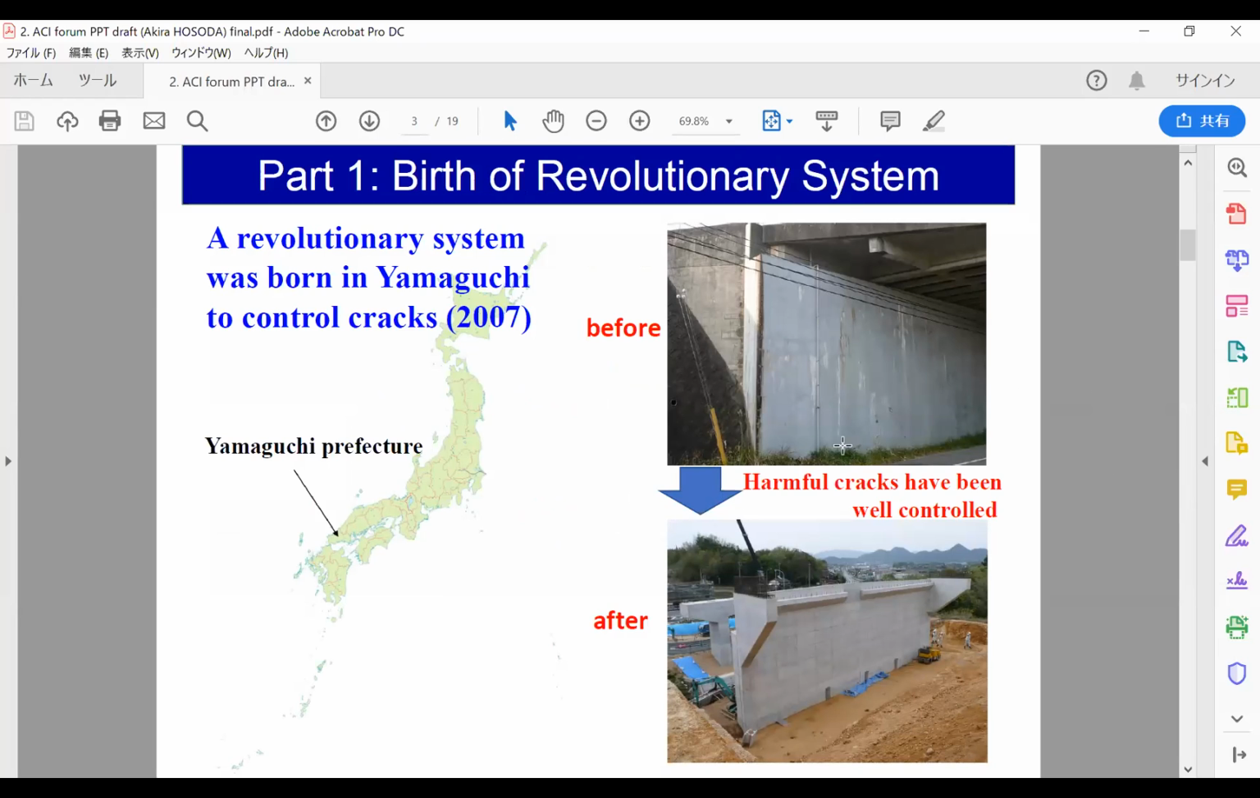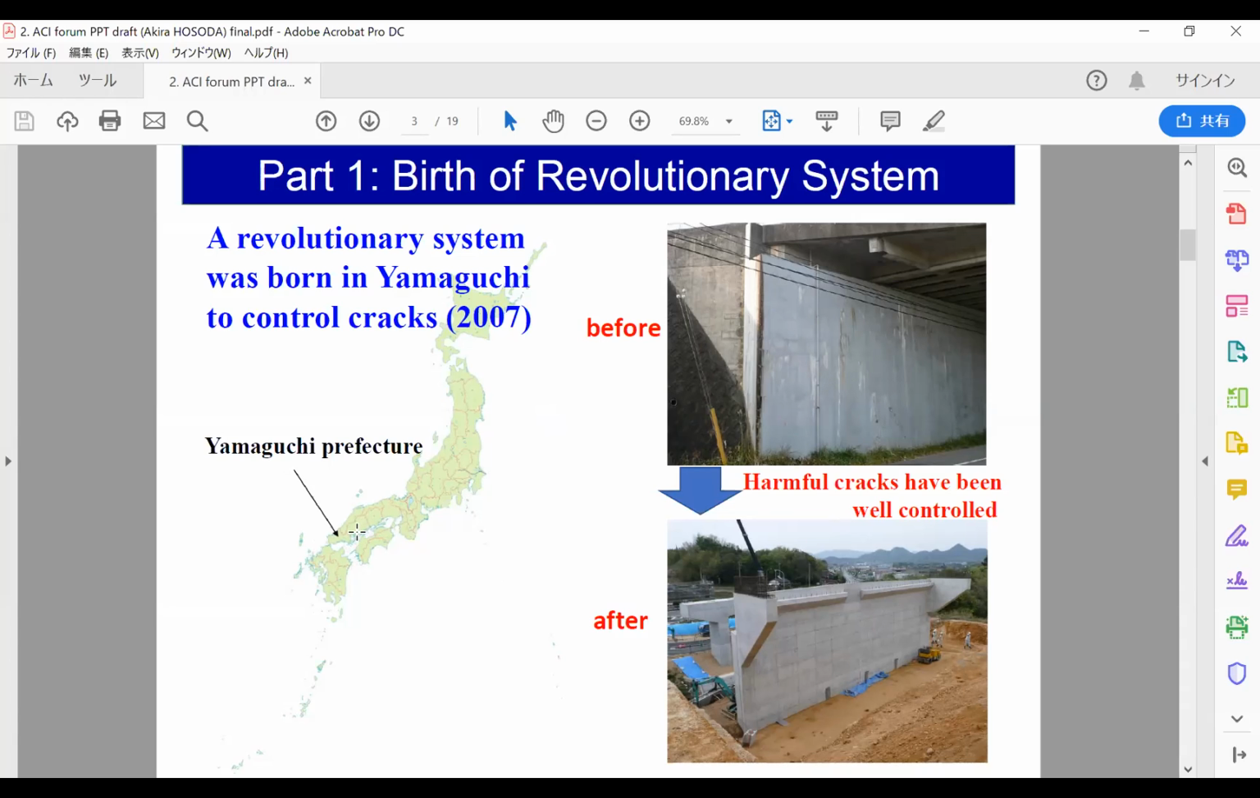I think you have seen the picture of this deteriorated abutment, I guess. It's not so clear, but you can find crackings. Honestly, this is after repairing, so a kind of re-deterioration. Even after repairing, cracks have appeared again, and you can find a kind of dirty rust generated from cracking.